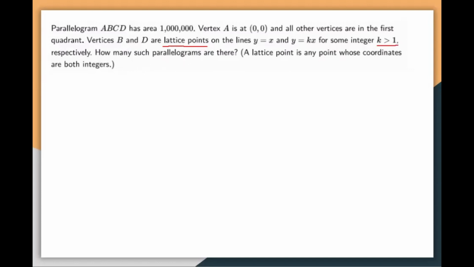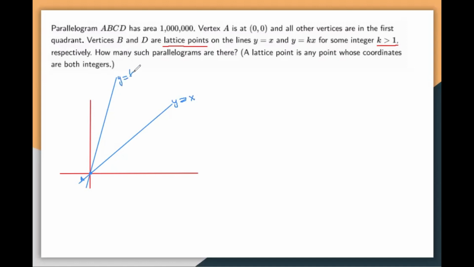So let's start with visualizing what's going on. We have a coordinate system, and let's say this is the origin, which is A, and we have y equals x, which has to go right in between the x and y axis. And the second line, y equals kx, where k is larger than 1, so it has a slope larger than 1, would be something like that. So let's say this is y equals x, and then y equals kx.